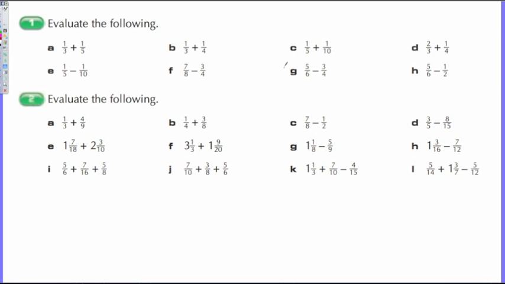So the first one, you've got some addition and subtraction. The second one is the same, but they've given you some mixed numbers as well. And then the last row, you've got more than one fraction to add or subtract. Okay, so you need to find the lowest common multiple of 6, 16 and 8. Okay, so you can convert them, find the equivalent fractions, and then you just add as normal.